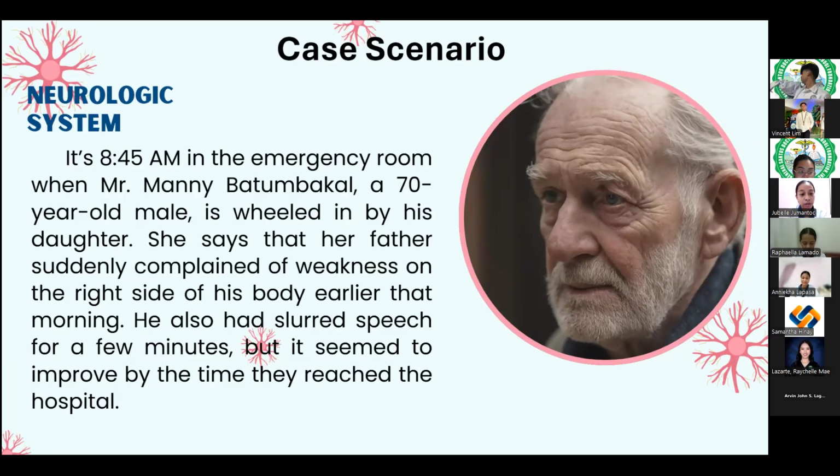It's 8:45 a.m. in the emergency room, and Mr. Manny Bakal, a 70-year-old male, is wheeled in by his daughter. She says that her father suddenly complained of weakness on the right side of his body. Earlier that morning, he also had slurred speech for a few minutes, but it seemed to improve by the time they reached the hospital.